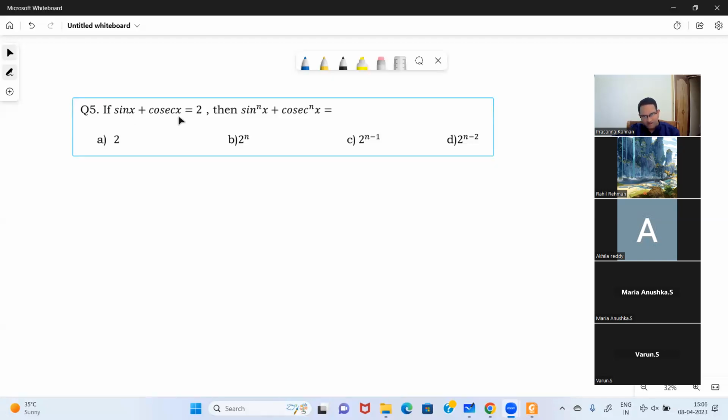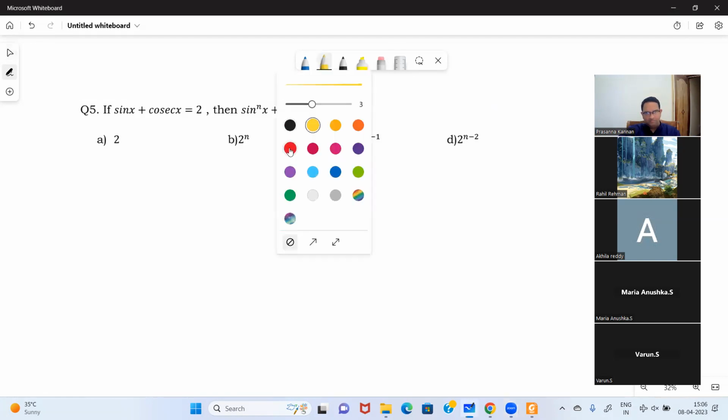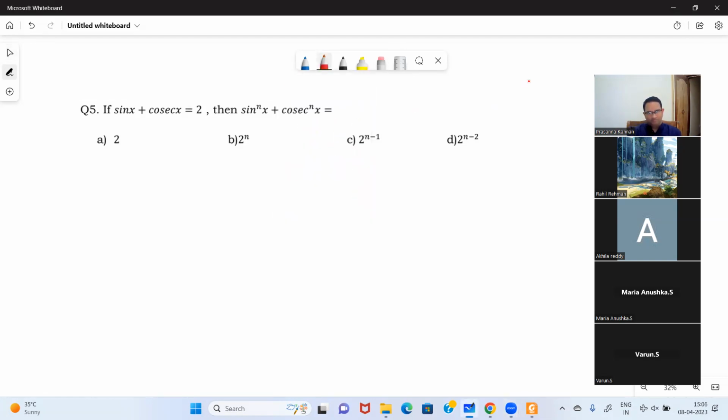If sin x plus cosecant x is 2, then what is sin power nx plus cosecant power nx, where n can be 2, 4, 5, 6, whatever? Can anybody tell me the answer? Okay, let me give you the answer.